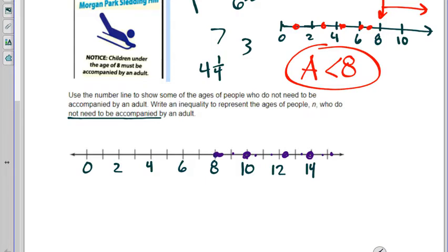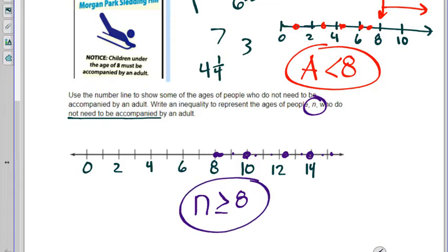And so in this case, they're asking us to use n for the age. So n, if you don't want to have an adult, you have to be greater than 8, but you also can be equal to 8. Greater than or equal to, right there. That's how we could express this. Instead of listing every age up to 189 or however old you can live, that simple inequality will tell the tale.